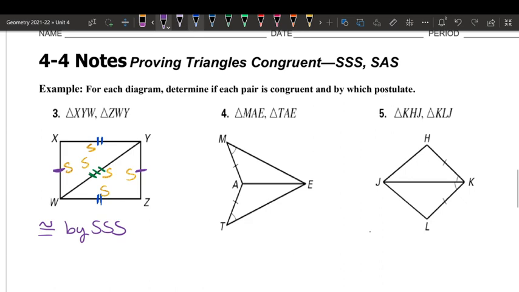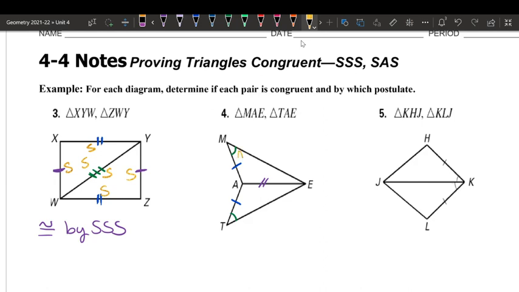Okay, number 2. We have a shared side, so I'm going to start there with two lines. And here's a side marked with one line and a side marked with one line. And then I have an angle, M, an angle, T. That's everything that's marked, and I don't see any other relationships that I know, because you can also use other postulates and theorems that we've gone over. You can use those also, but I don't see any others in this one.